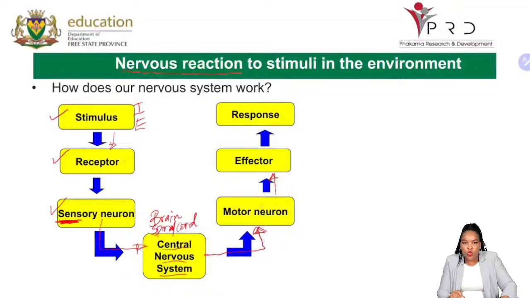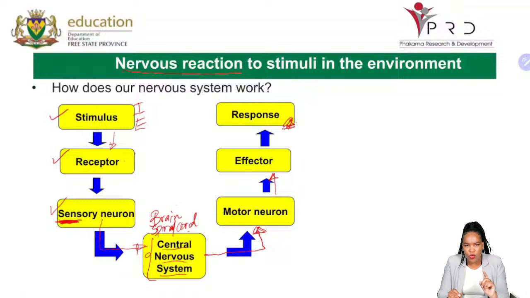That information needs to go from the receptors to the sensory neuron to the brain or the spinal cord, which is the central nervous system, and then to the motor neuron, from the motor neuron back to your skin where you are going to feel pain. And then you are going to do what? Remove your foot, because your foot is now feeling the pain. So you are going to respond accordingly to that stimulus which was posing danger to you.